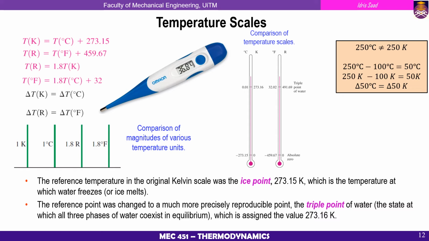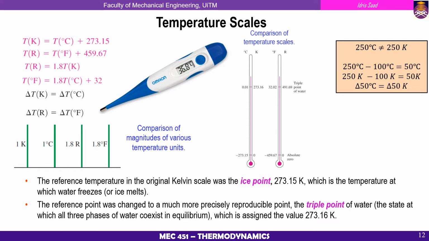If we do a calculation, 250 degrees Celsius is not equal to, or not the same as, 250 Kelvin. But when 250 degrees Celsius minus 100 degrees Celsius, we get the result of 150 degrees Celsius. Also, when 250 Kelvin minus 100 Kelvin, we get 150 Kelvin. The results of 150 degrees Celsius and 150 Kelvin are similar, since after subtracting, we get the same magnitude value. That is what is meant by similar scale of magnitude.